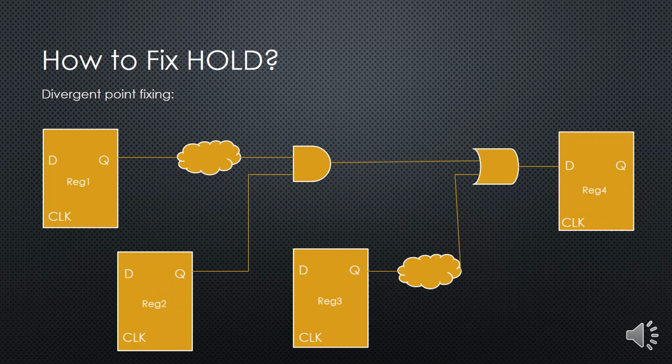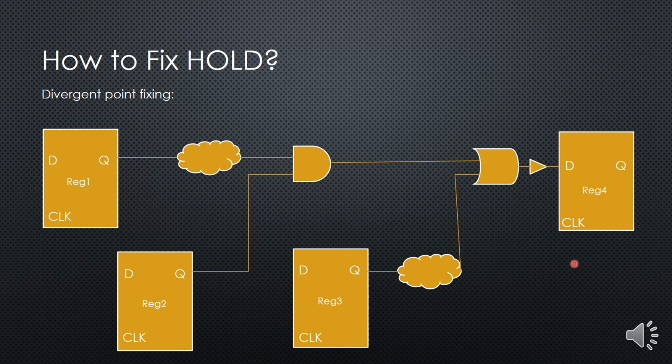In this example, we have four paths: reg 1 to reg 4, reg 2 to reg 4, reg 3 to reg 4. Sorry, three paths. Suppose my reg 4 is hold violated. We shall see where we can add the hold buffers to fix it.